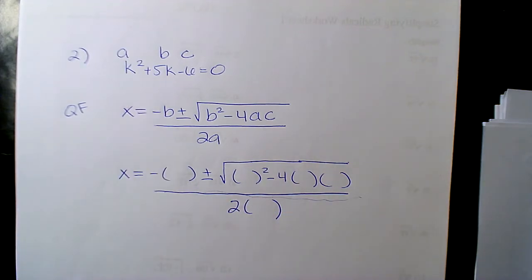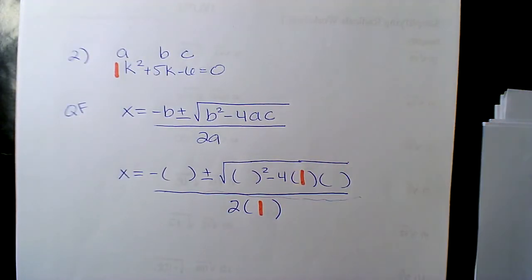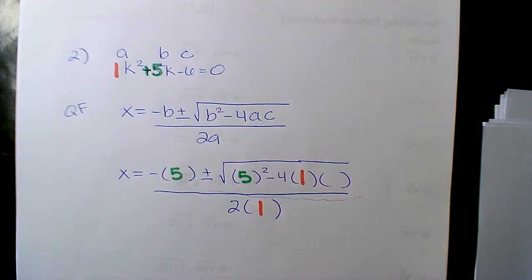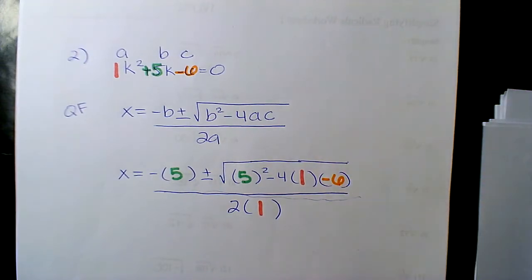All right, so markers. A is 1, so every time I see an A, I'm going to plug in a 1, right? This is green. B is 5, positive 5, so I'm going to put a 5 every time I see B. And what don't I have? Is there orange? Oh, here's orange. And then orange is negative 6. So negative 6 is C. Okay. So all you do is substitute.